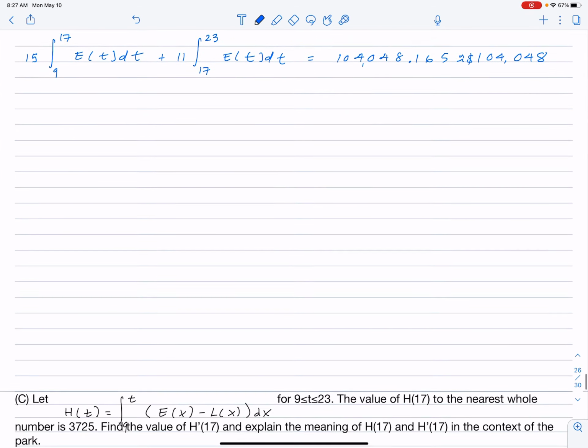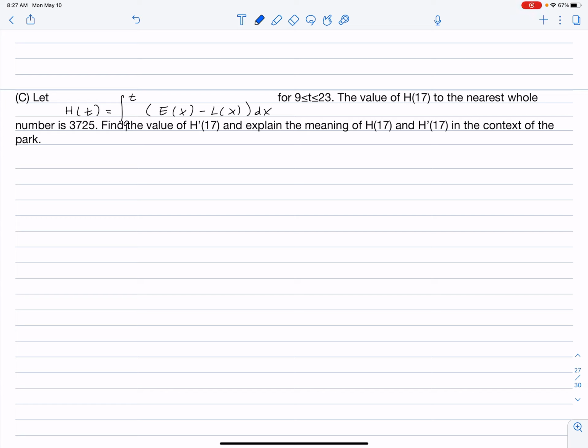Okay, moving on to part C. That's kind of weird. I think that got moved down a little bit. Let's fix that a little bit. Okay, what do we got? So we have this new function, h of t, and it equals these two functions. From 9 to 23, they want us to find a couple things. They want us to find h of 17.